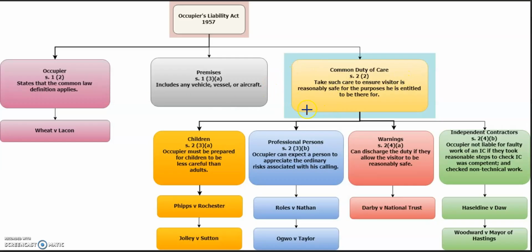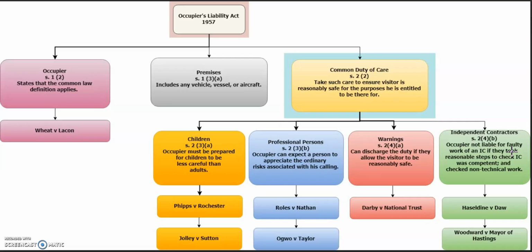So we've got that word that we so often see in law, that we've got to ensure that the person is reasonably safe for the purposes that they are entitled to be there for. And what is reasonably safe is going to vary depending on the type of visitor that you have. And that's why you can see on this flow chart here that the common duty of care is going to vary slightly. And so we need to consider whether there are children, professional persons, whether any warning signs have been given, and whether we've got any independent contractors.